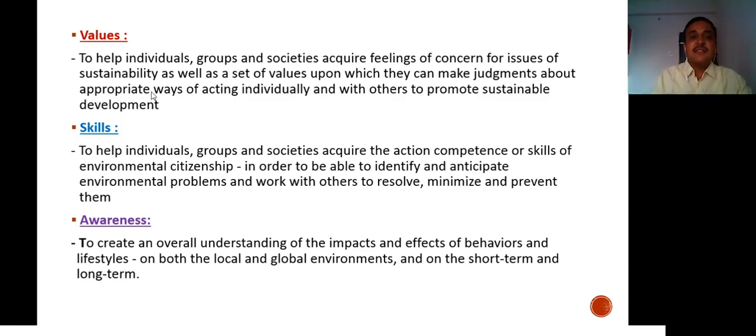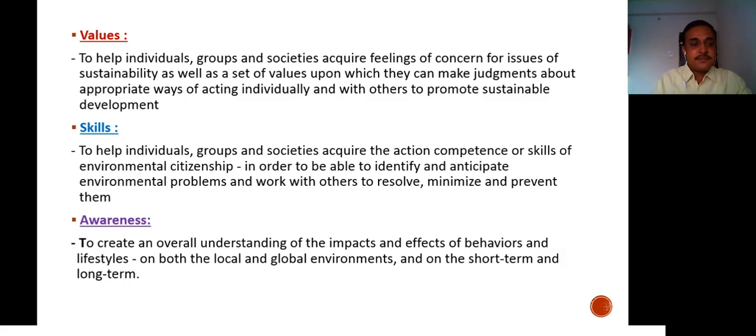Just like we learn different types of values in our constitution, for example national integrity, cleanliness, or different sanitation activities, we gain those values and apply them in our day-to-day life. But apart from these, as far as environmental education is concerned, these types of values again have a lot of importance.